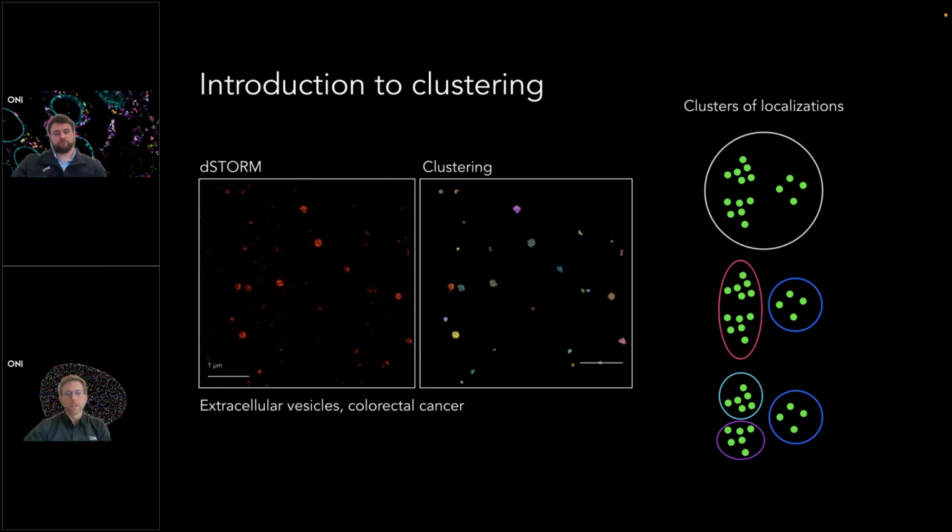Just as a very high-level overview, here's an example showing the clustering algorithm working. On the left, we've got the conventional dSTORM image of some extracellular vesicles that have been captured on a cover slip surface, where the color code is just the localization data. Then when we run our clustering algorithm, you can see on the right that the color code refers to each individual cluster. The clustering algorithm is able to automatically separate the extracellular vesicles one from another, which allows us to do a specific single extracellular vesicle analysis.